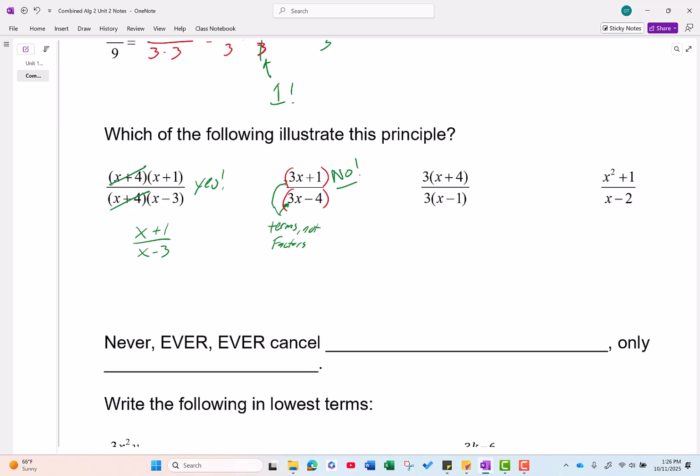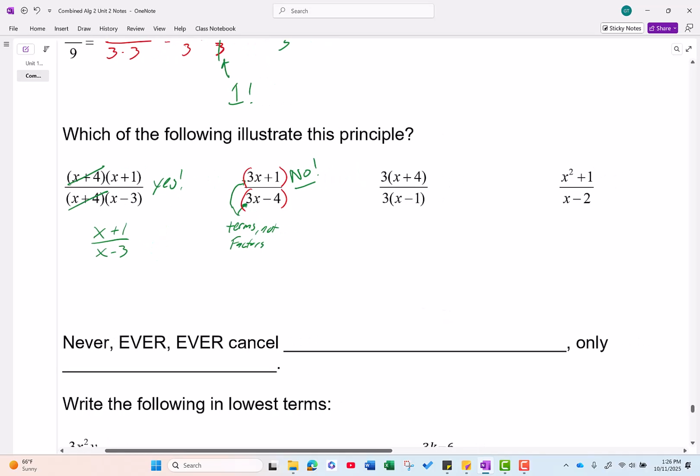Looking at the next one, we have 3 times parentheses x plus 4 divided by 3 times parentheses x minus 1. Well, x plus 4 and x minus 1 are not the same, so we can't cancel those out. But we do have a 3 in the front. So 3 divided by 3 is 1. And so, yes, this applies. So I can simplify it simply as x plus 4 over x minus 1. If you put parentheses around each of those binomials, fine, but you don't have to.